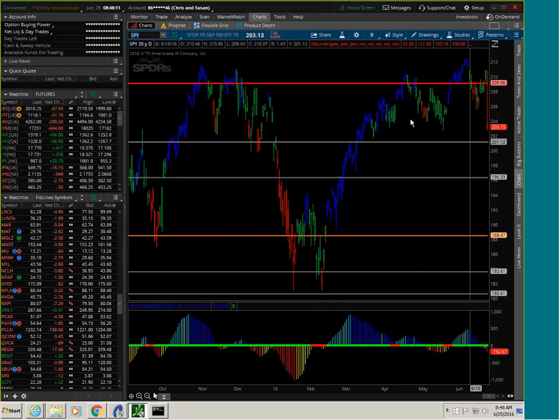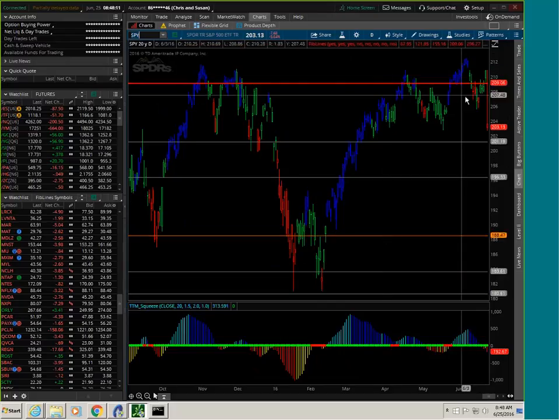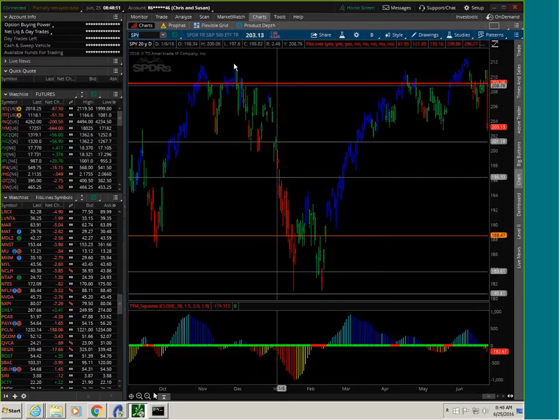So the FibLines haven't been particularly good on the SPY, although they have identified this area of 209 as a long-term area of resistance that held fairly well.